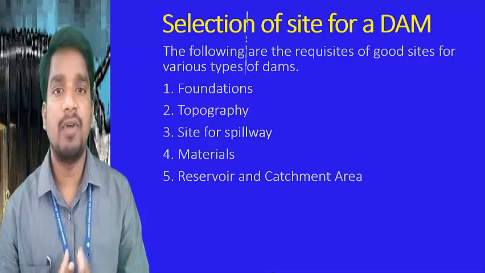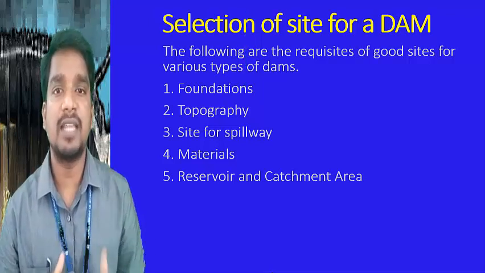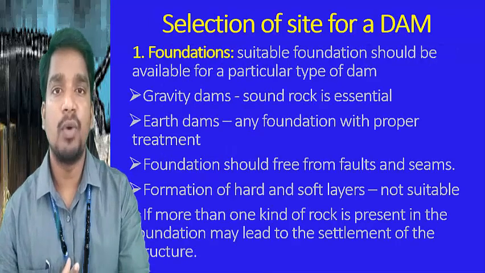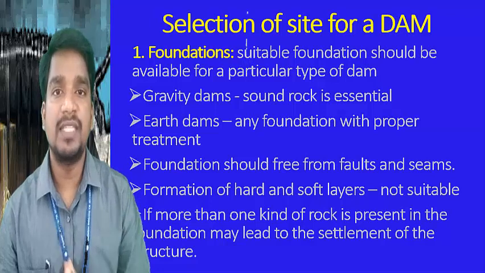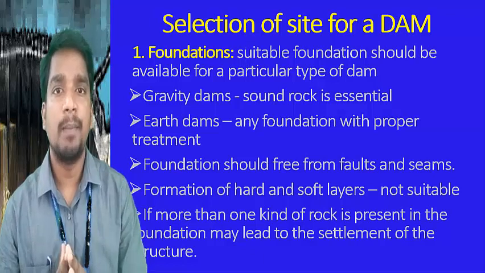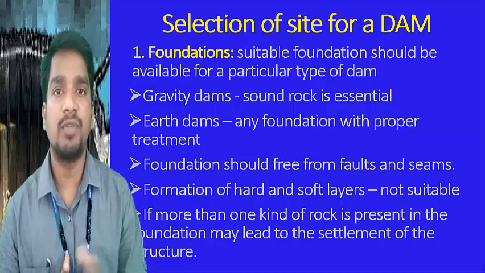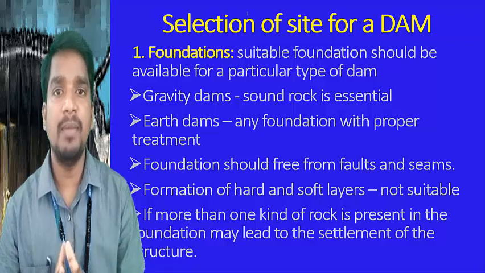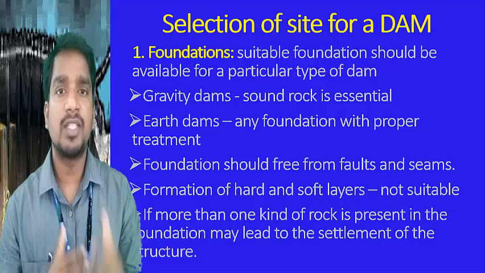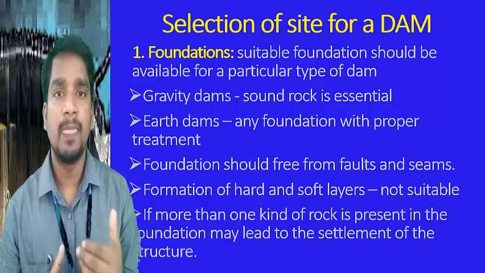Now let us see how these factors influence the selection of a site for a dam. The first one is foundation. As we have discussed, the foundation plays an important role, because all foundations may not accommodate all types of dams. Every type of dam is constructed with different materials, and each requires some stability conditions depending on the type of dam.